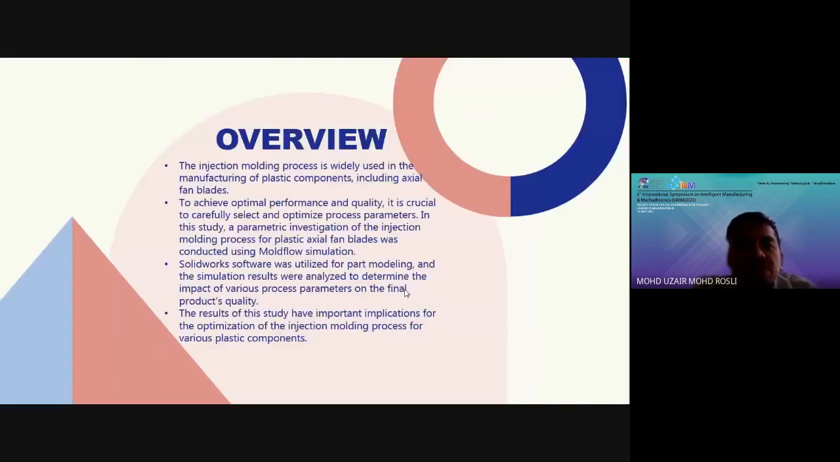The injection molding process is widely used in the manufacture of plastic components, including engine fan blades. To achieve optimal performance and quality, it is crucial to carefully select and optimize process parameters. In this study, a parametric investigation of the injection molding process for plastic axial fans was conducted using Moldflow simulation.